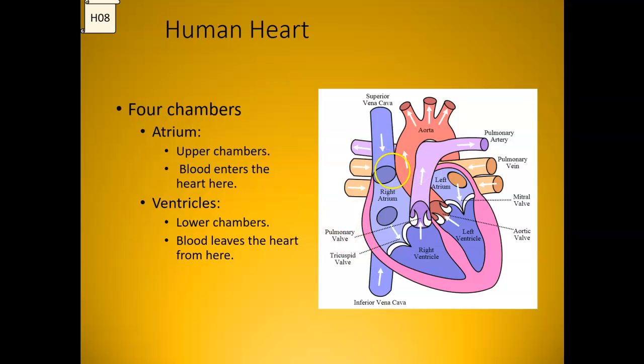When we look at the heart, we see that there are 4 chambers. The 2 upper chambers are the atria, and the 2 lower chambers are the ventricles.